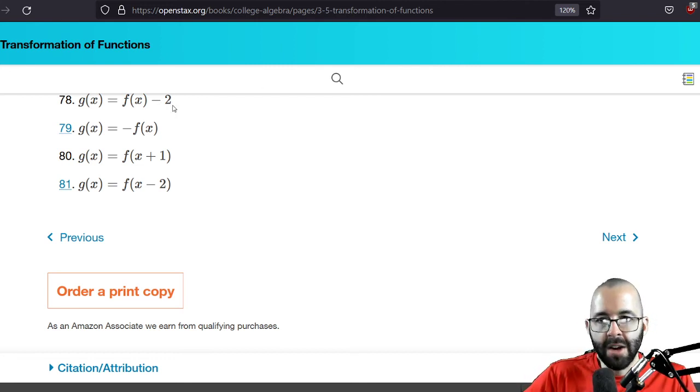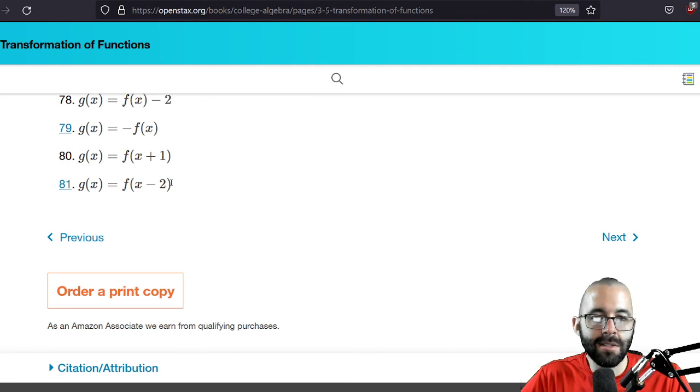And you can do that for all of these ones. 78, you move the whole graph down 2 units. 79, you reflect each point about the x-axis. 81, you move the whole graph right 2 units.